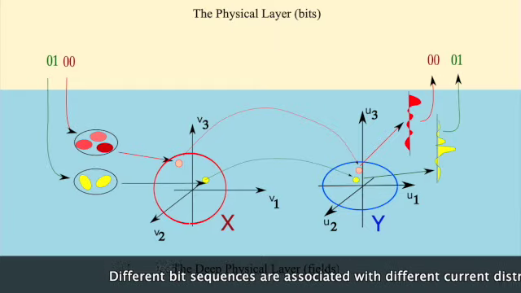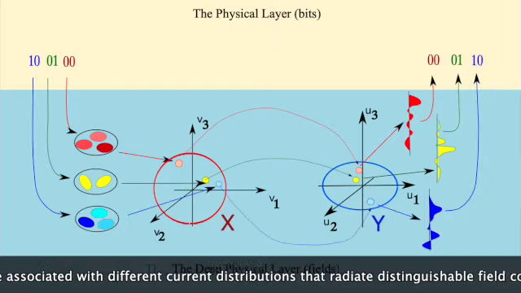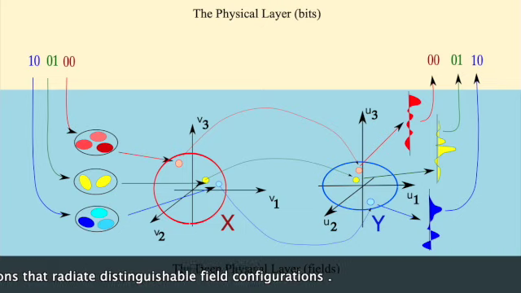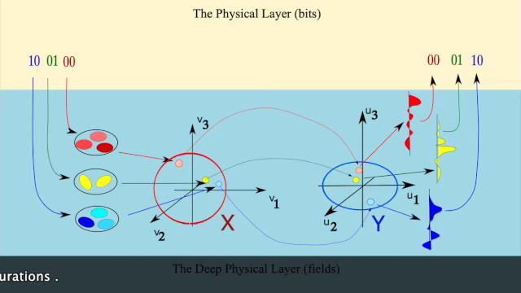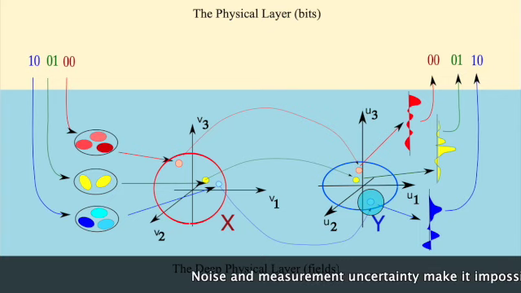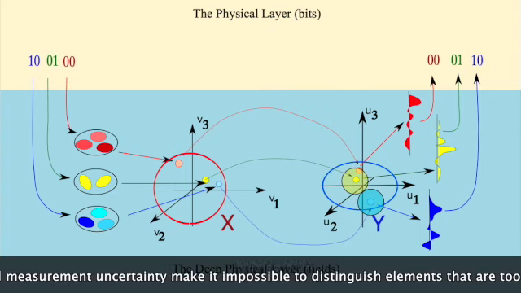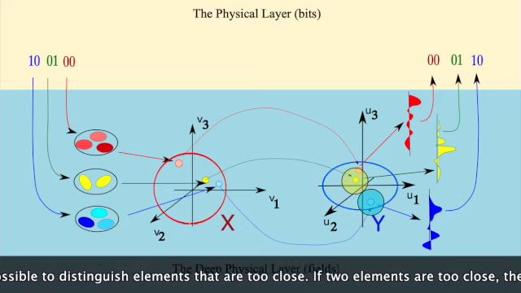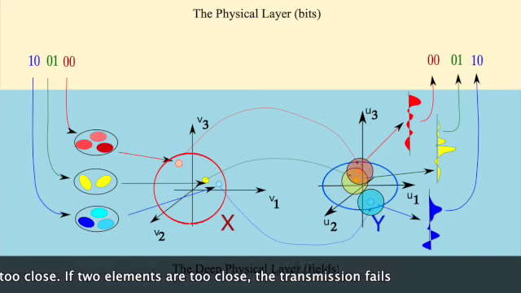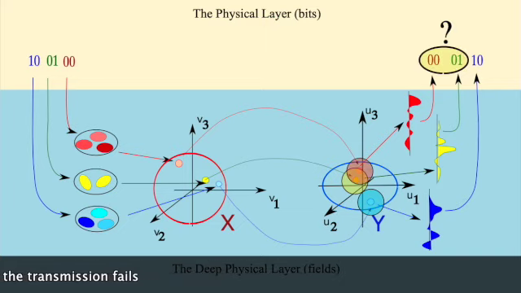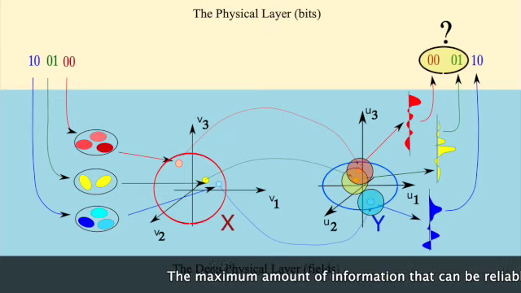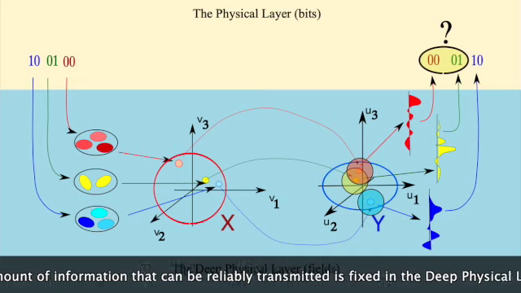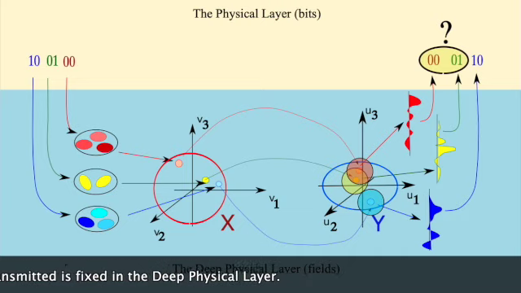Different bit sequences are associated with different current distributions that radiate distinguishable field configurations. Noise and measurement uncertainty make it impossible to distinguish elements that are too close. If two elements are too close, the transmission fails. The maximum amount of information that can be reliably transmitted is fixed in the deep physical layer.